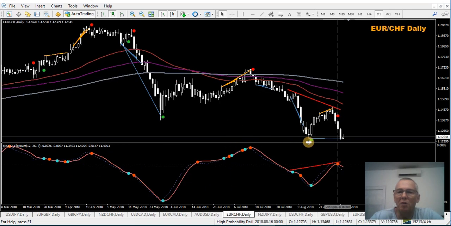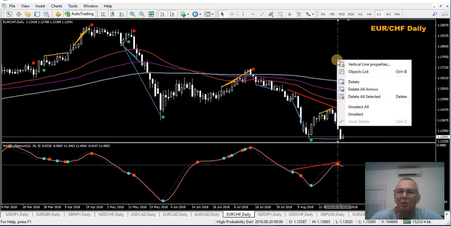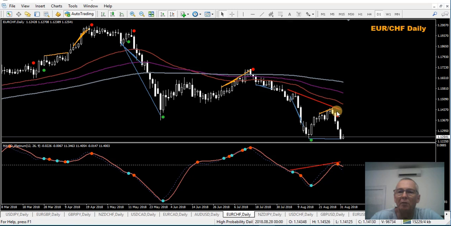Euro Swiss, nothing doing here. I'm starting to like what I see on this low here, so I don't think I'll be taking a sell now. If it sort of sell signal was back here, I didn't take it.